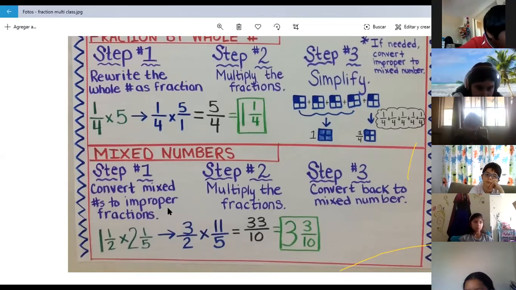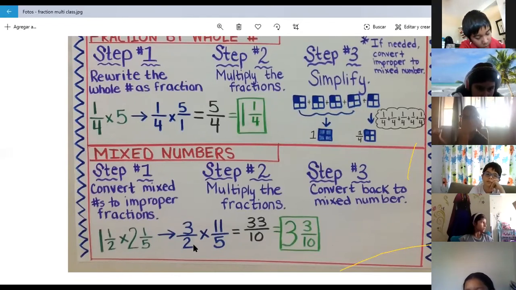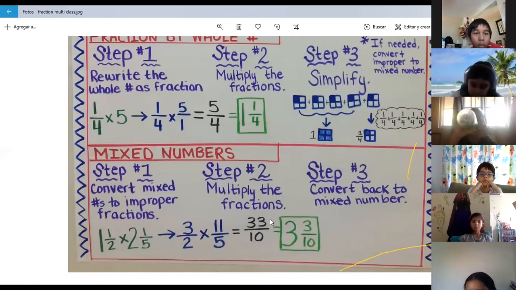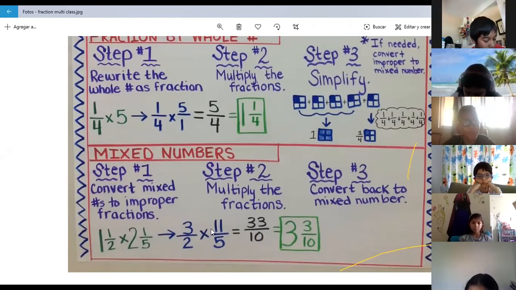Once we convert both mixed numbers into improper fractions, hacemos lo que se hace en el primer caso, pay attention, de multiplicar los numeradores y luego los denominadores. Then we multiply 3 times 11, 33. 2 times 5, it is 10. ¿Qué nos queda? 33 over 10.